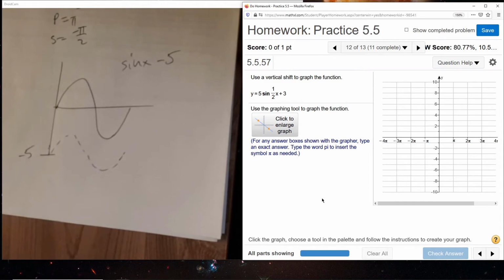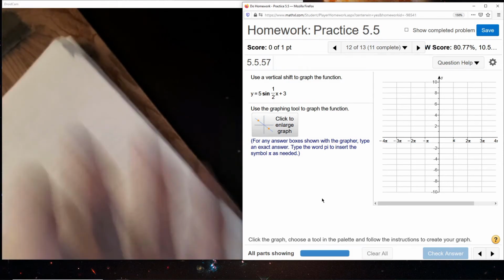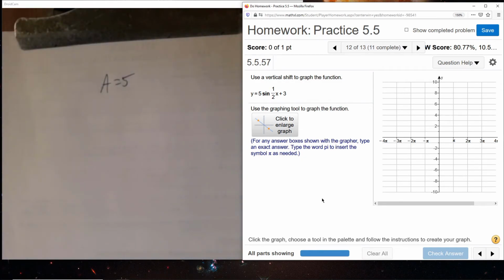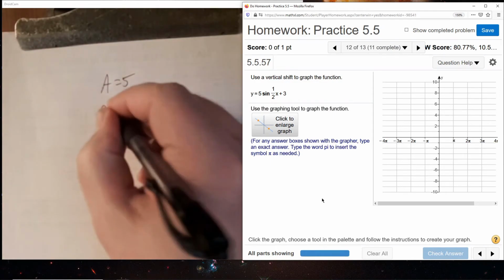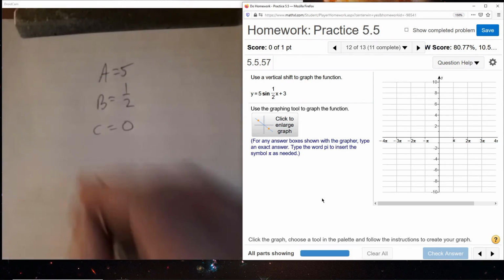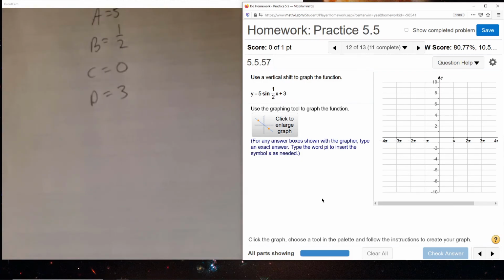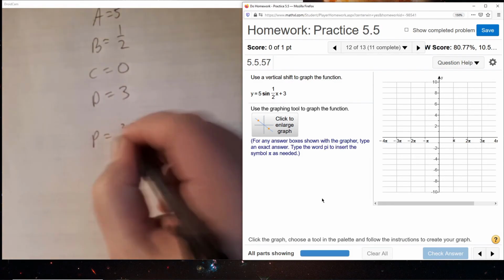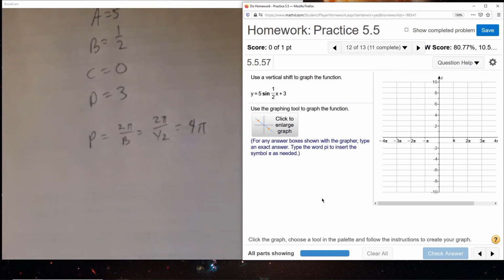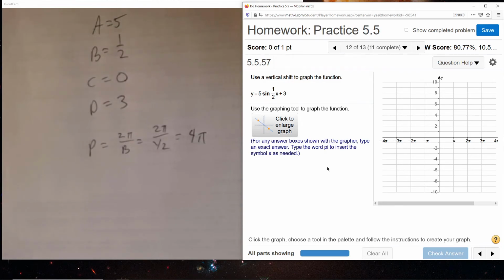Use a vertical shift to graph the function. Okay, let's just check out really quick what we got here to graph this function correctly. By looking at our information, we can see the amplitude is 5. That's the number multiplying sine. We can see B is a half. There is no C value. And D is 3. So the period, which is 2 pi over B, we have 2 pi over a half, which gives us 4 pi. And because C is 0, that means there's no phase shift. There's no horizontal shift.